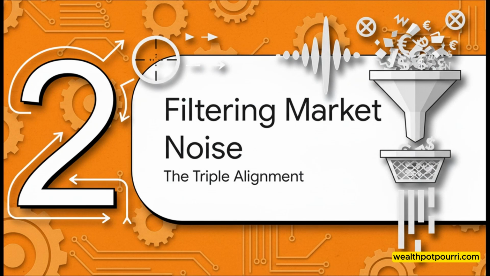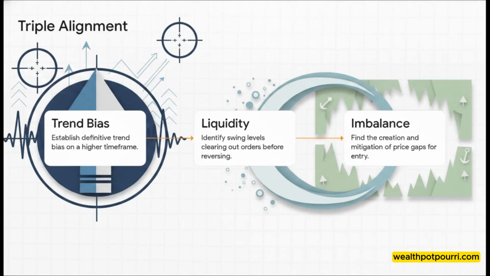Moving right along to Section 2, filtering the market noise. So to really understand the automated logic that keeps us out of bad trades, we have to look at institutional mechanics. They demand what's called a triple alignment to filter out all that chaotic noise. First up, you have to establish a definitive trend bias using a higher time frame. This makes sure you're actually staying on the right side of the institutional flow.